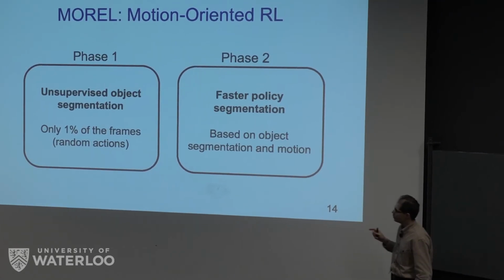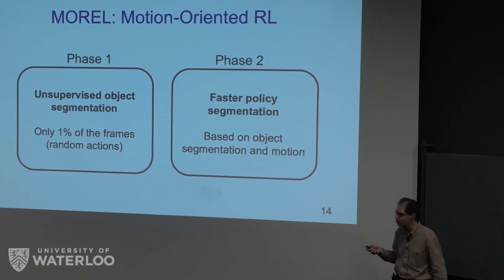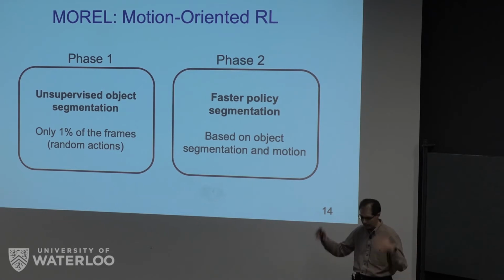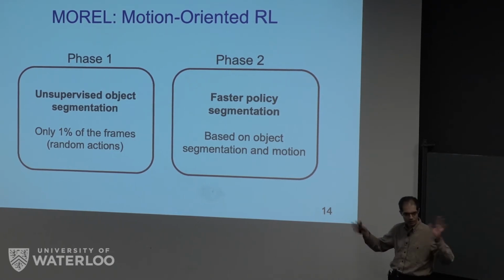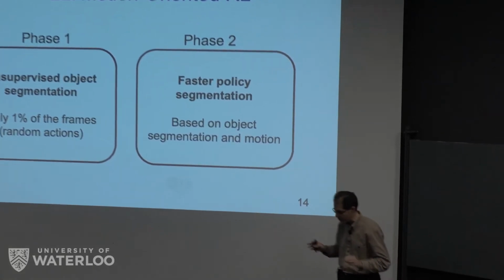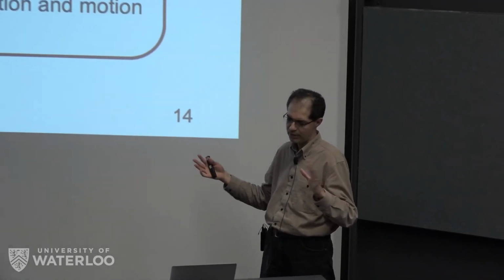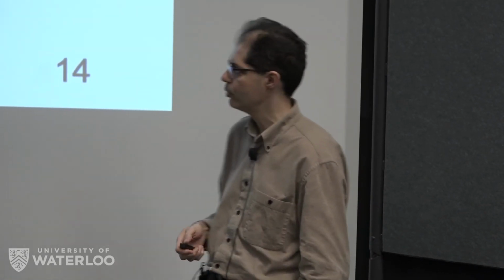Okay, so the approach will work as follows. We're going to have two phases. In phase one, we're going to do unsupervised object segmentation, and we're going to do this by using only 1% of the frames. In this phase, we're going to execute random actions. So our agent is going to be dropped into an Atari game, just like what we saw in the videos before, and then it's going to execute some random actions. It doesn't matter. It's not going to do anything sophisticated here. But its goal is just going to be to learn to segment objects and also recognize their motion.